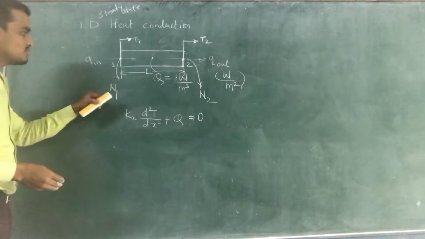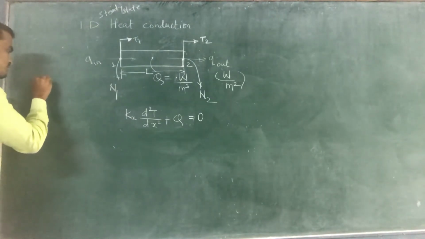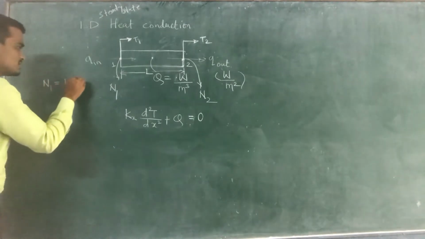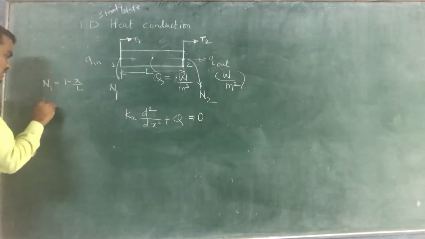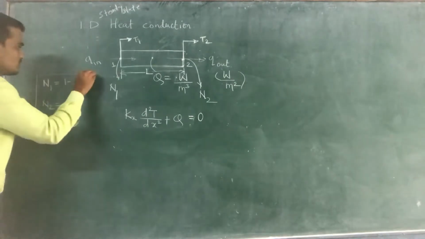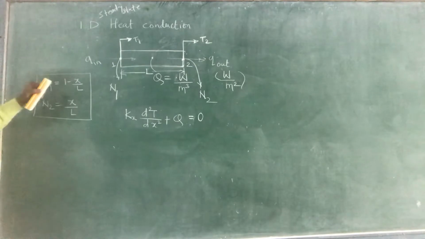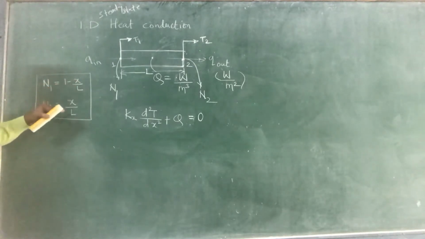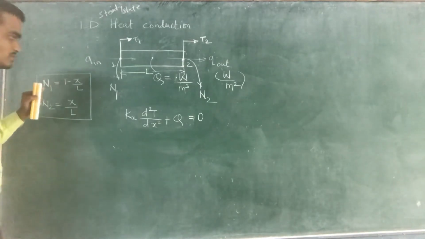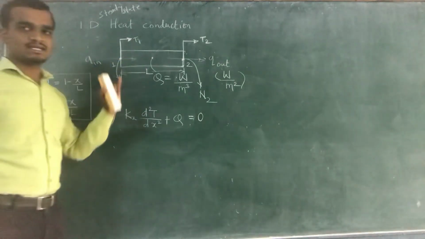Now the shape function N1, in a similar way to the structural problems, here N1 will become 1 minus x by L, and N2 is x by L. These are the shape functions we are going to use for our derivation. So N1 is equal to 1 minus x by L and N2 is equal to x by L, as we have studied these shape functions in our first unit. Here the same shape functions we are going to apply for this heat transfer problem.